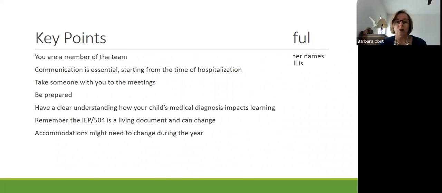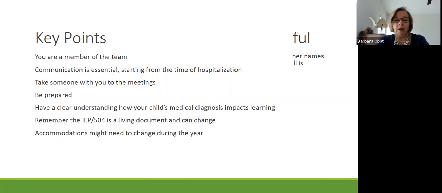Take someone with you to your meetings. You want to try to be as prepared as possible. It's a learning curve, so don't beat yourself up if you feel, oh, I don't know what to ask. Have a clear understanding yourself of how your child's medical diagnosis impacts learning. What are the doctors telling you? What are they saying? What do you have to look for?